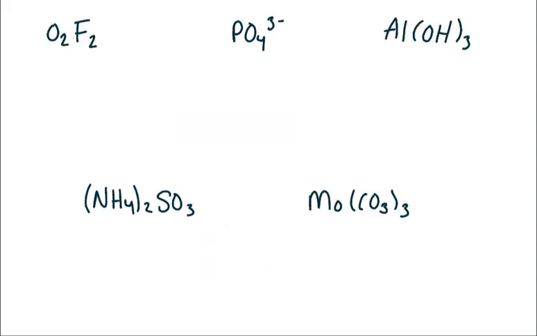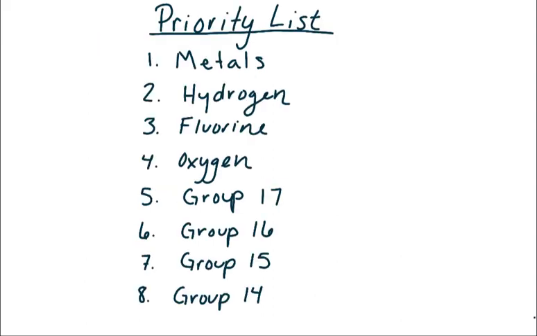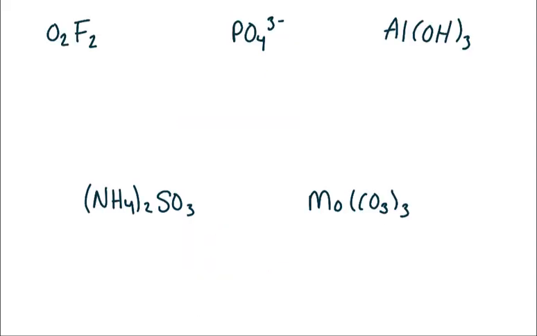So let's try a couple of examples. Let's start with the dioxygen difluoride. The first thing to do is decide who here has priority. If you go back to our list, we see that oxygen is number 4 and fluorine is number 3. So fluorine has higher priority, which means fluorine will take its ionic charge as its oxidation charge. So the ionic charge of fluorine is 1-, which means the oxidation state is -1.